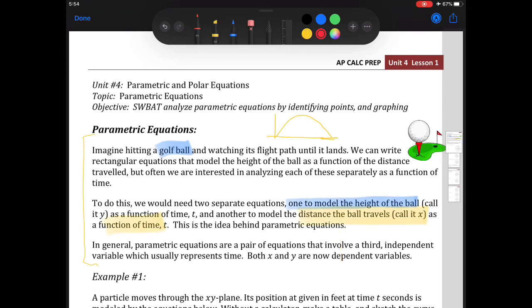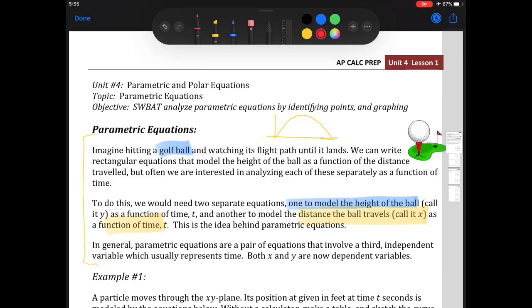We are interested in analyzing each of these separately as a function of time. So to do this, we would need two separate equations, one to model the height of the ball, call it y, as a function of time t, and another to model the distance the ball travels, call it x, as a function of time. This is the idea behind parametric equations.